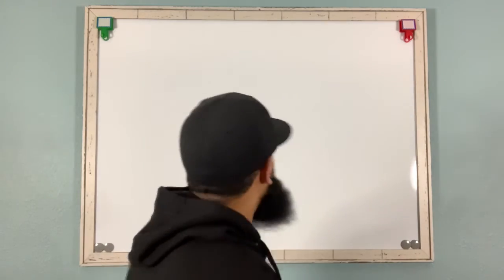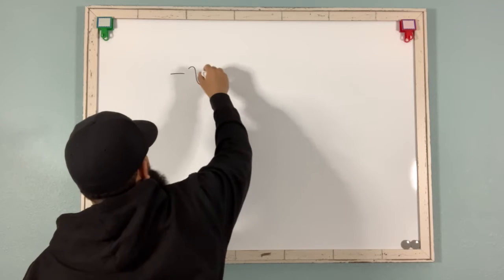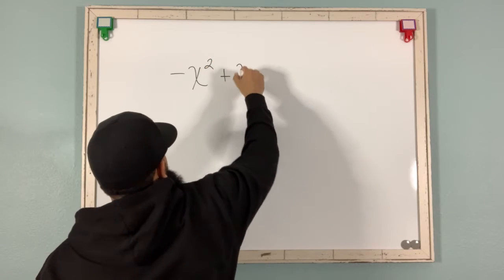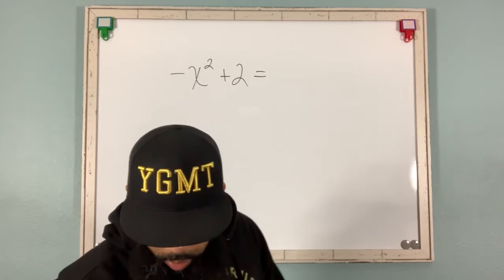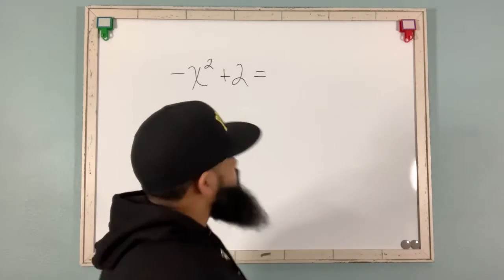Here, we have a little more in this example. I have negative x squared plus 2, and that's going to be equal to x squared plus 1.